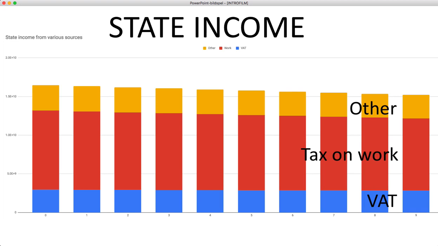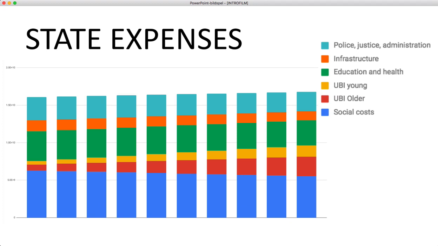We can see what happens to state income. In this case, as an example, we see that tax on work has reduced, VAT is remaining, and the overall income goes down. We can also follow state expenses, how they're distributed. In this case, the red part is where the UBI goes to older people, and there's a UBI that goes to younger people. Social costs go down, and so do education, health, and other costs as they're redistributed without much of an increase. Now you can see what happens with all these decisions as you make them.